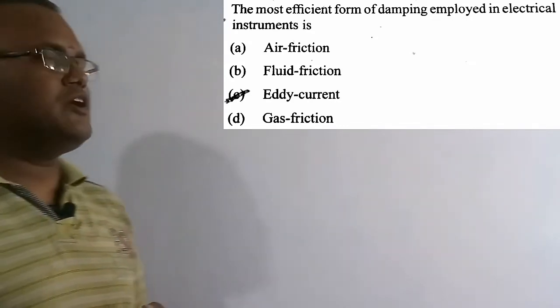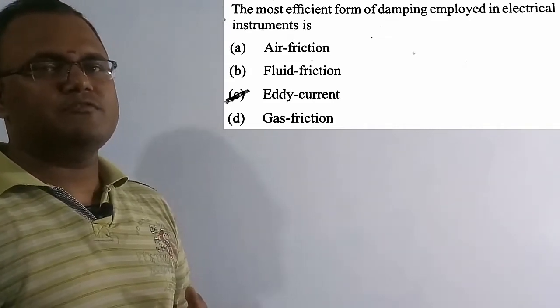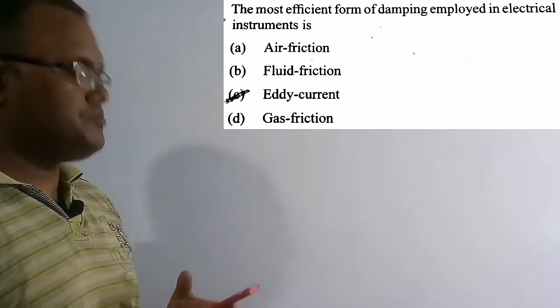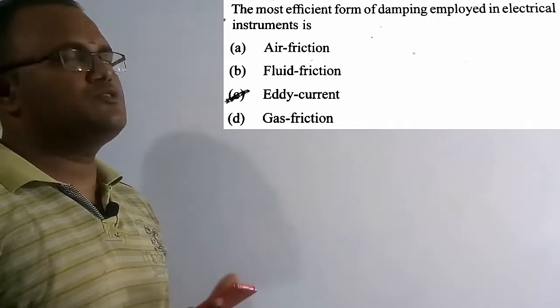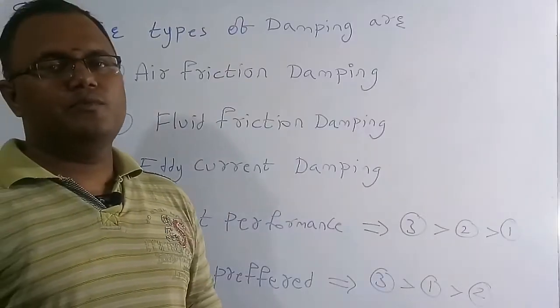So out of these 4 options we have to figure out the most efficient form of damping which is present in the electrical instruments. Out of the 4 options, option C, eddy current damping, is the correct solution of this question. So let's solve this one.